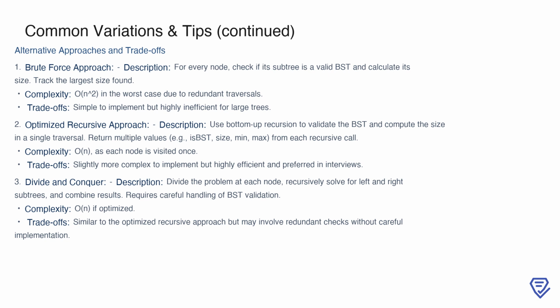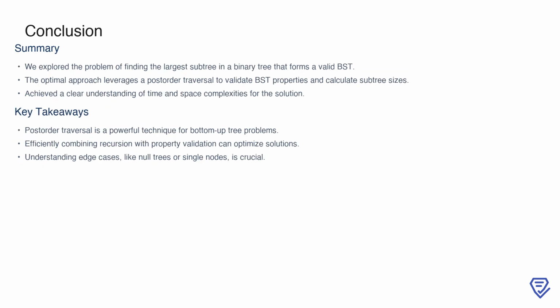Another option is the divide and conquer strategy, which involves solving the problem for the left and right subtrees and then combining the results. While this can also achieve O(n) complexity when done carefully, redundant checks may arise without meticulous implementation. Each method has its merits, but the optimized recursive approach is generally preferred for its balance of efficiency and clarity. Great job! Today, we tackled the largest BST subtree problem and explored an efficient solution using post-order traversal. Remember, mastering tree problems requires practice and a deep understanding of traversal techniques.